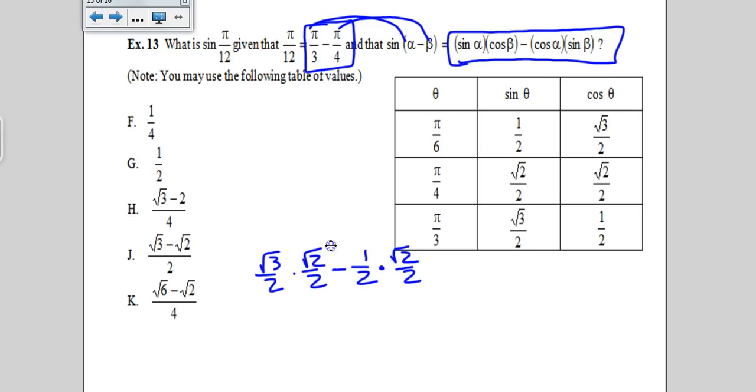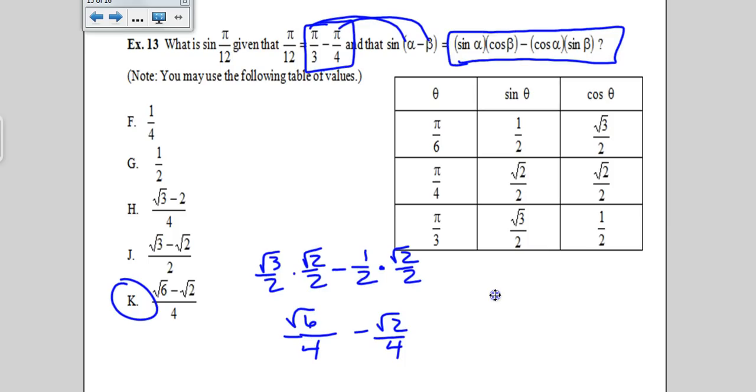Okay. Now we're going to have to combine like terms here. Let's see, square root of 6 over 2. Oops, excuse me, not 2. Square root of 6 over 4, minus square root of 2 over 4, which is equivalent to answer K.